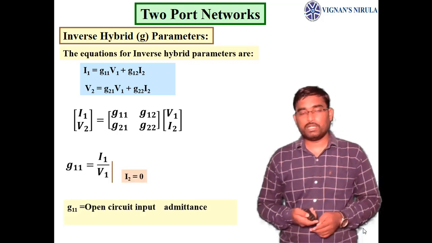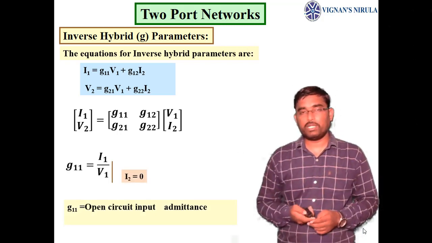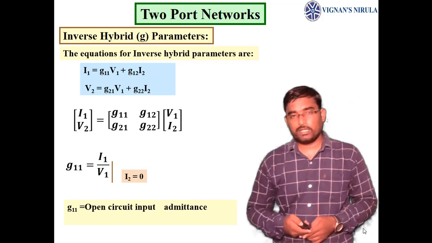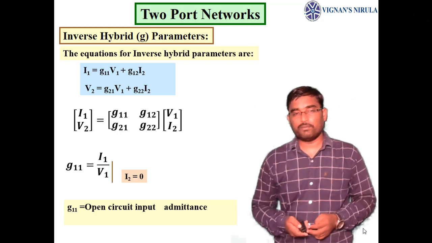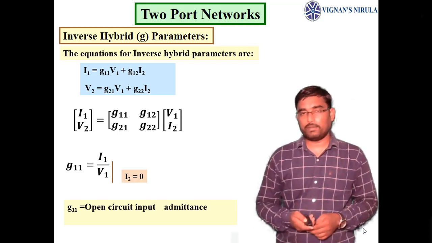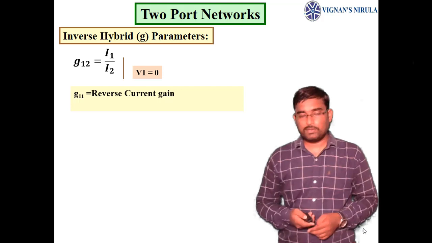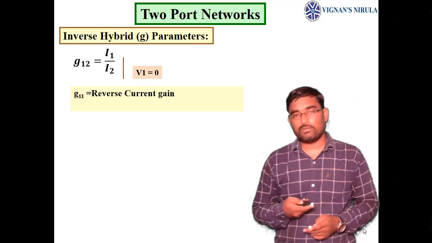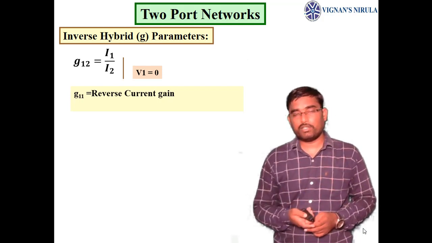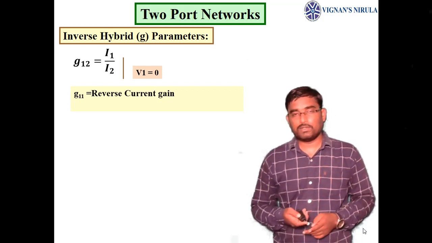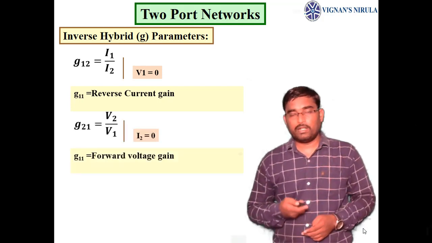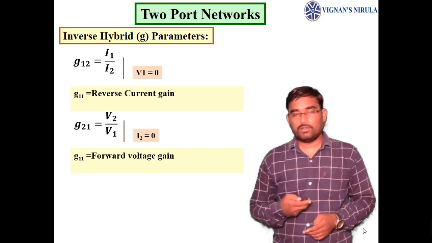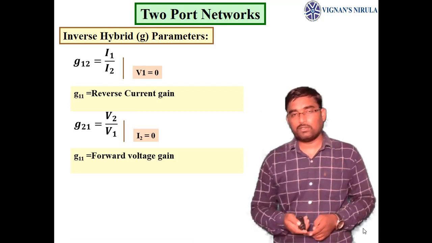If you see the parameter G11, it is the ratio of I1 by V1 when I2 is 0. Putting I2 equals 0 in the first equation and taking the ratio of I1 by V1, we get G11, which is the driving point admittance at port 1. Next, G12 is the ratio of I1 by I2 when V1 is 0. Putting V1 equals 0 in the first equation and taking the ratio of I1 by I2 gives G12, which is called the current gain, which is dimensionless. And G21 equals the ratio of V2 by I1 when I2 is 0. It is called the voltage gain, which is also dimensionless.